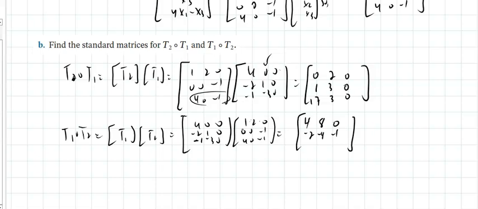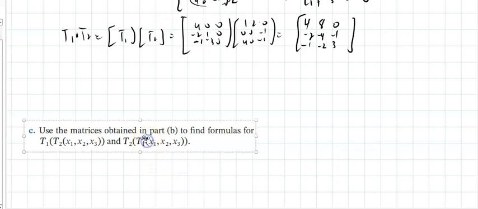Negative 1 plus 0 is negative 1. Negative 2 plus 0 is negative 2. And 0 plus 3 plus 0 is 3. There it is. And again here, T1 and T2 cannot be interchanged.